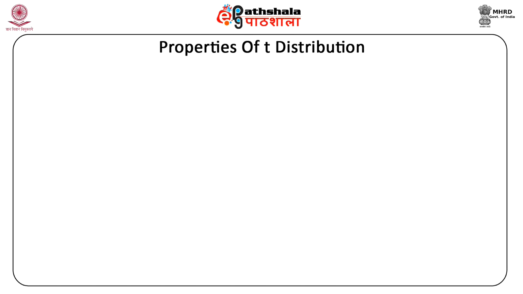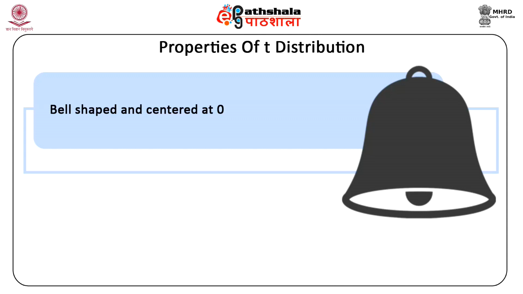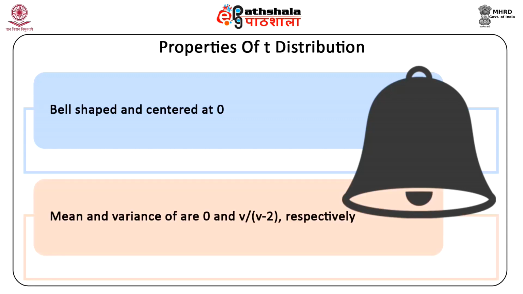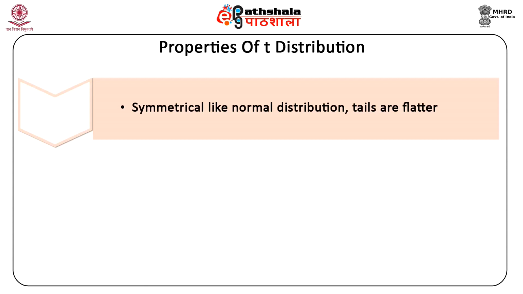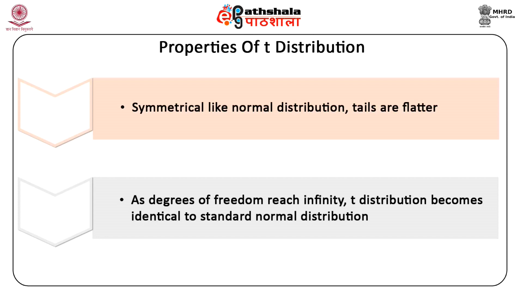It has the following properties. First, the t curve is bell-shaped and centered at 0. Second, the mean and the variance of the t distribution are 0 and nu upon nu minus 2 respectively. Third, the distribution is symmetrical like the normal distribution, but its tails are flatter as compared to the normal distribution, implying higher probability for extreme t values than the standard normal distribution. And last, as degrees of freedom reach infinity, the t distribution becomes identical to the standard normal distribution.